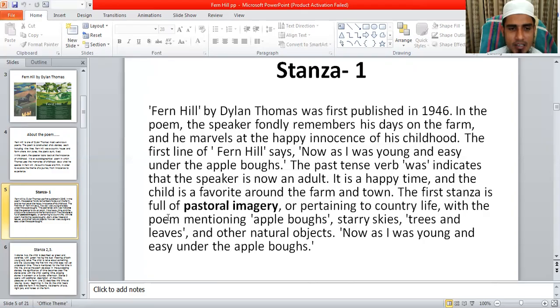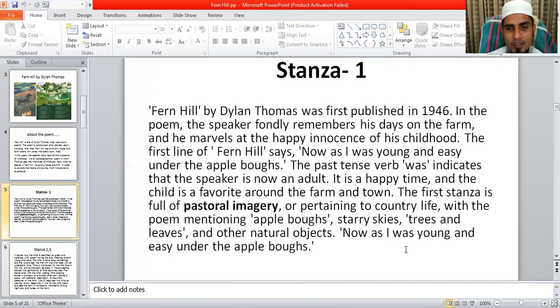The first stanza is full of pastoral imagery. You can find in the first stanza so many images taken from pasture, from rural areas. That is why it is called pastoral imagery, or pertaining to country life, taken from village life. The poem mentions apple boughs, starry skies, trees and leaves. He has a close connection with the apple tree, starry skies at night, trees and leaves, and other natural objects also.